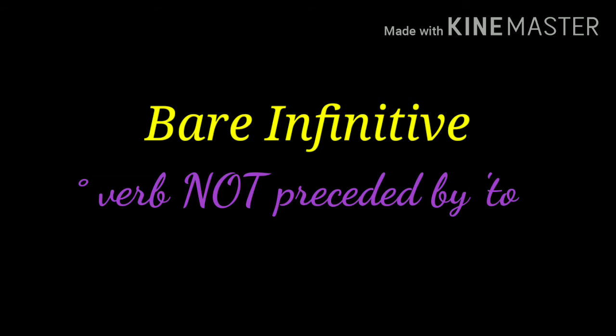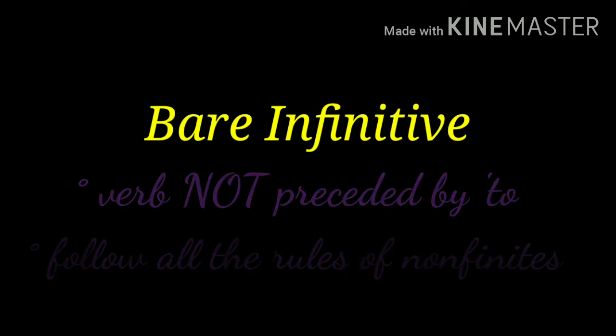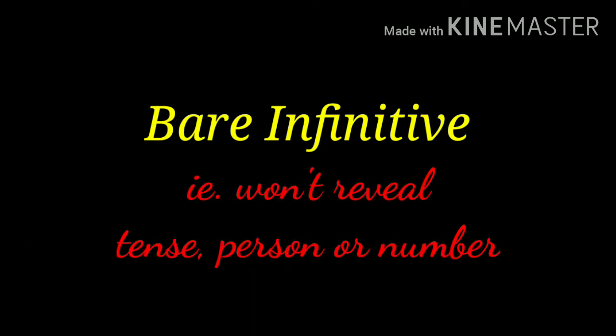Like it could be any other verb. They follow all the rules of non-finite verbs. That is, they will not reveal the tense of the sentence or the person or the number of the subject. For example, you can go now.